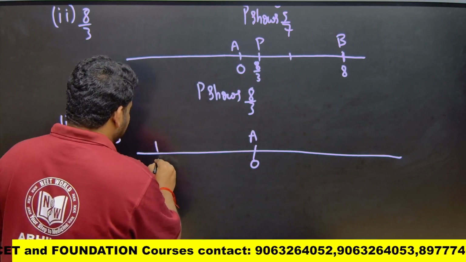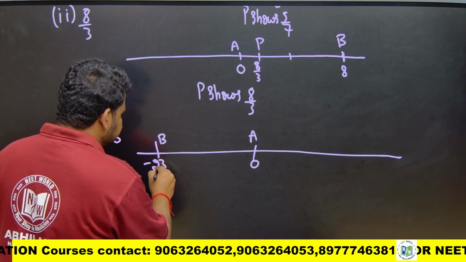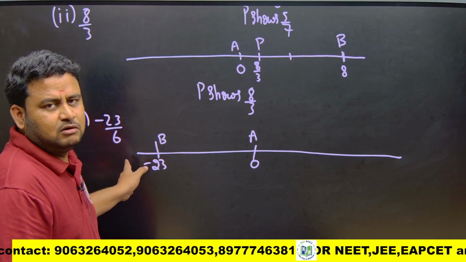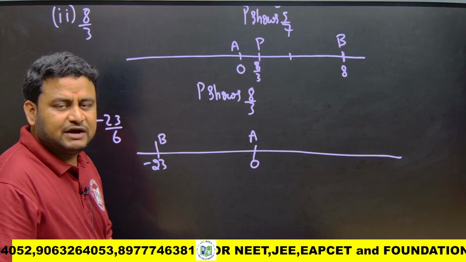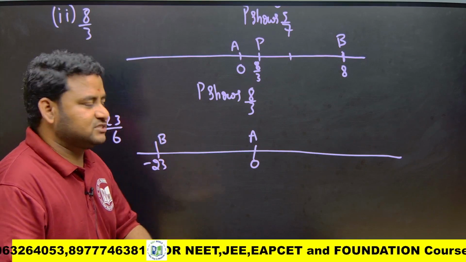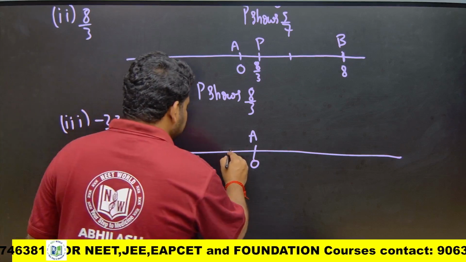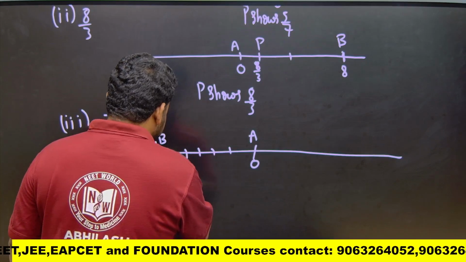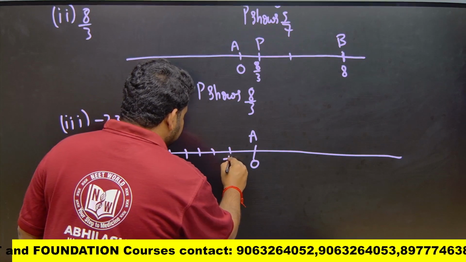Let me take this point B. I have to take the bigger number, that is minus 23. The denominator is 6. So between A and B, how many parts do I have to divide? I have to divide it into 6 equal parts. Then the first part will become minus 23 by 6. 1, 2, 3, 4, 5, 6. The 6th part is this itself.